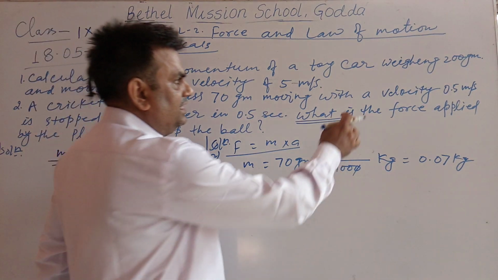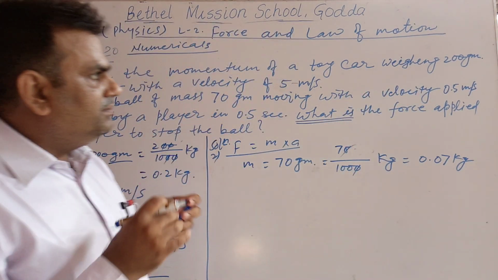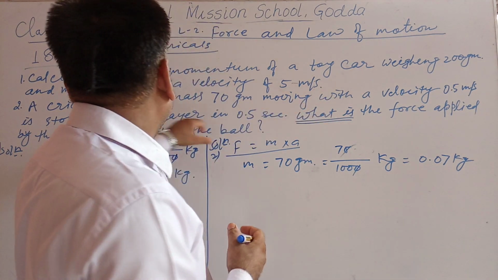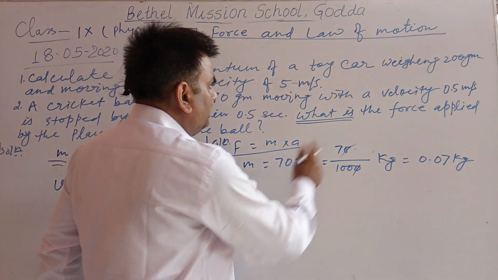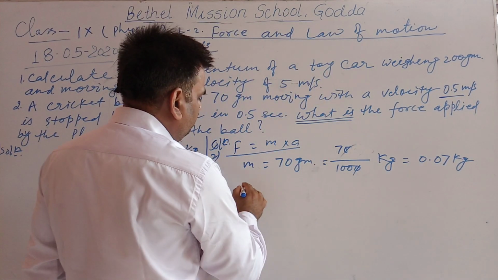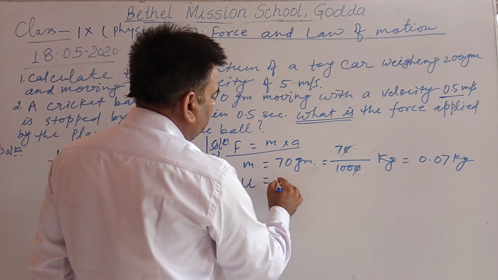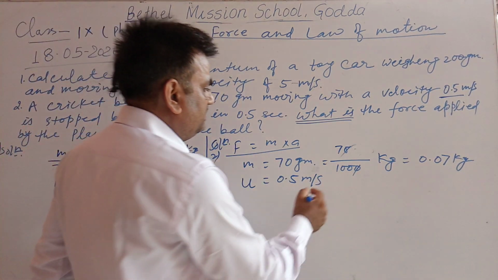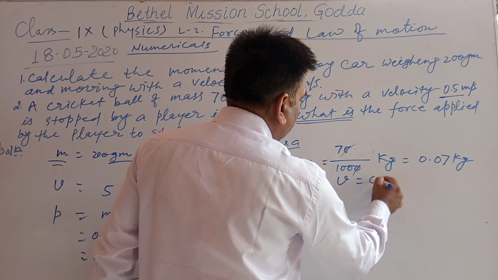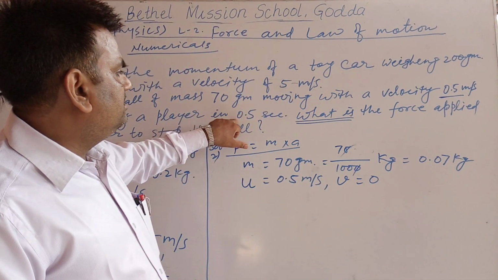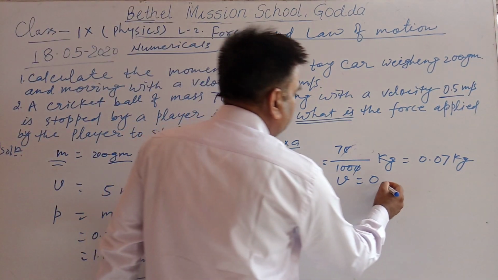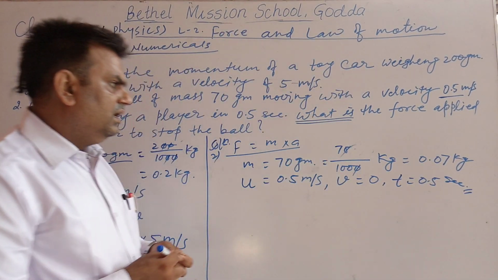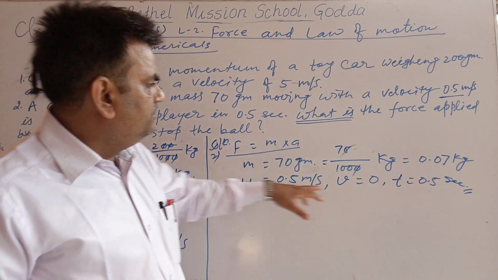Second, the velocity is given. The object is moving and then it stops. The object is moving, so this is the initial velocity, and we denote the initial velocity u equal to 0.5 meter per second. The object is stopped, so this is the final velocity, v equal to 0. And what is the time? Time is 0.5 second, so t equal to 0.5 second. Now we have u, v and t.